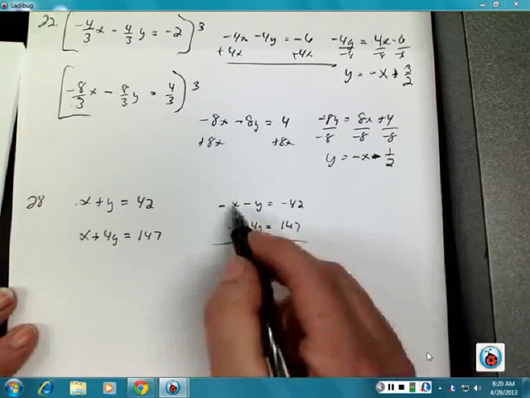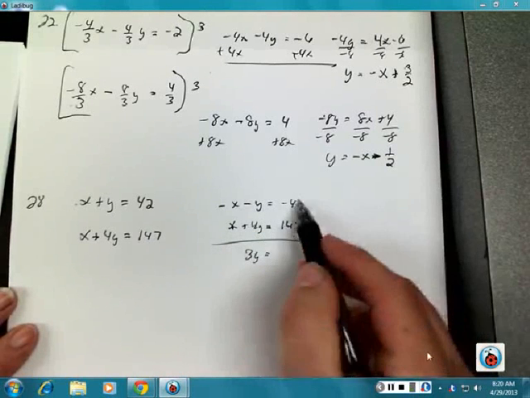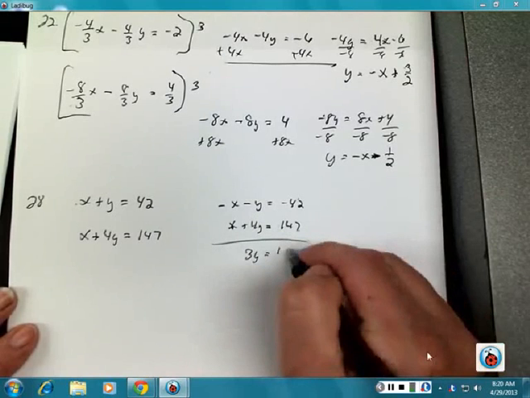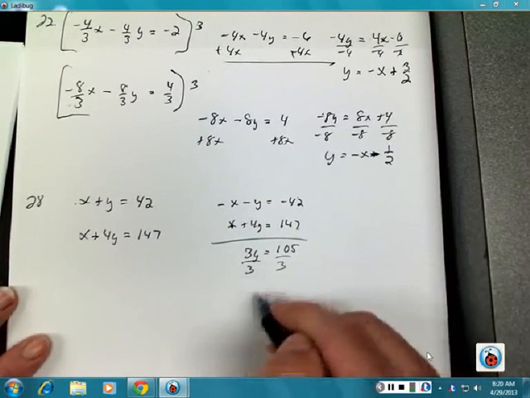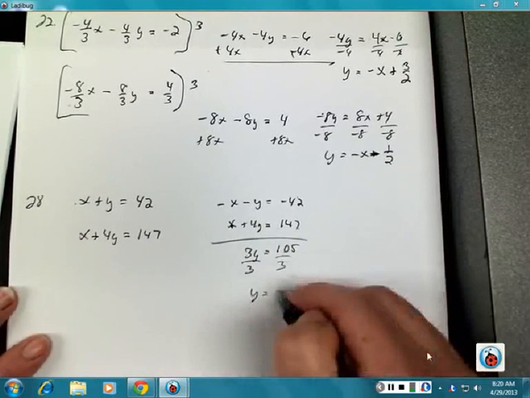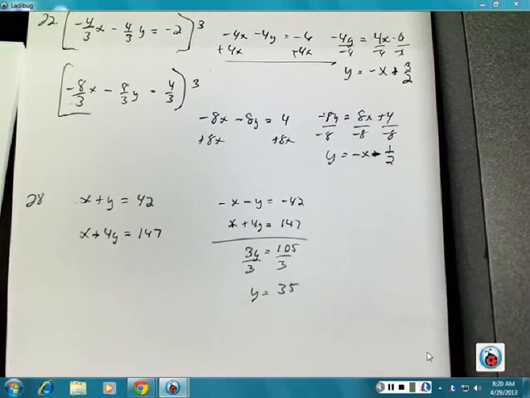And if I add these, the x's disappear, the y's become 3y, and 147 minus 42 leaves me with 105. Divide by 3, and I find y is equal to, 3 goes into 10 3 times, 3 goes into 15 5, y equals 35. Okay?